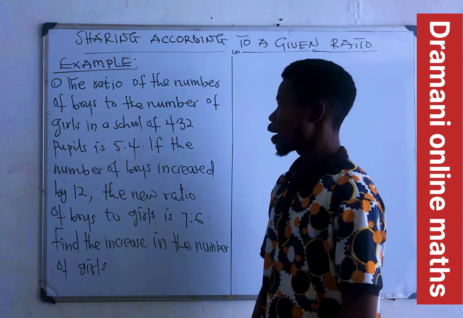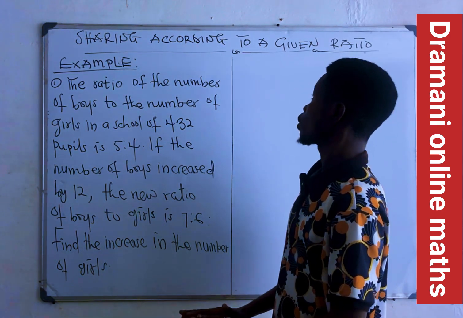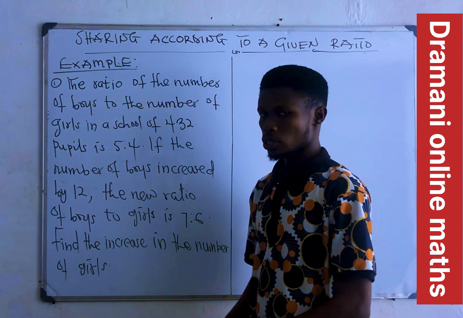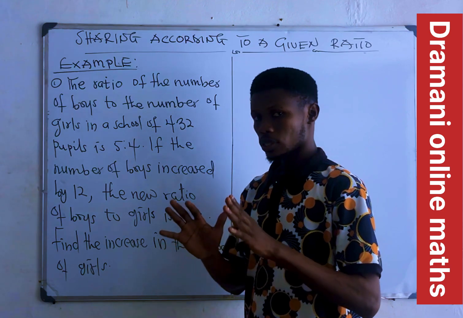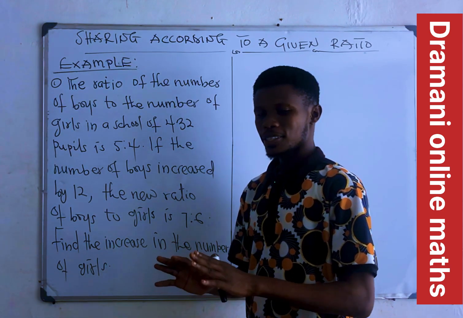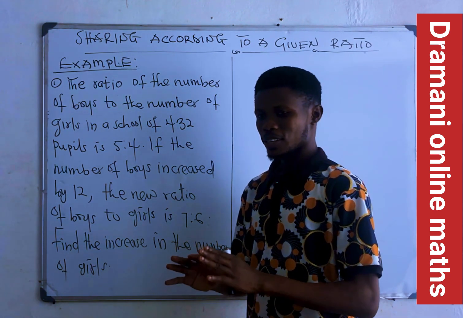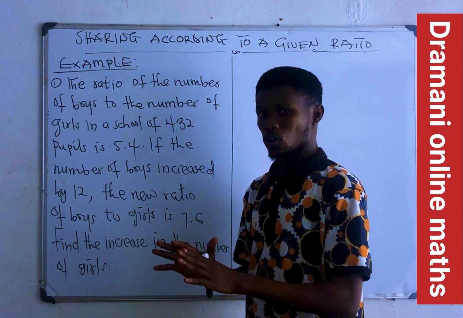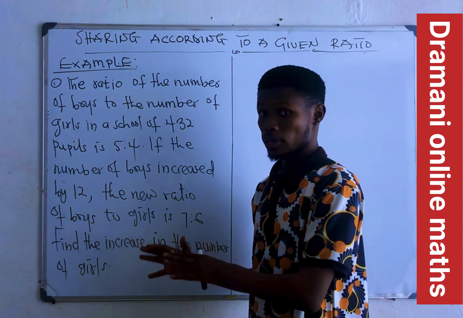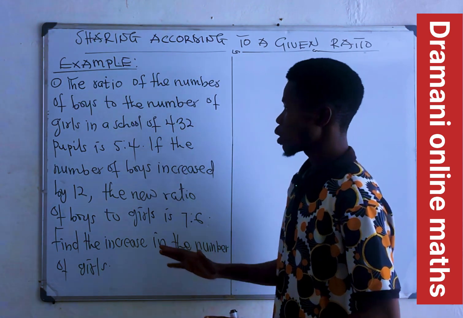Now, this one is still under sharing according to the given ratio. Is that okay? So, under the ratio, the application of ratio. But the first video you just watched was also under that. Just that, I have named it part one, part two. In part one, you could see that the examples there are not all that complicated, just like these ones. These ones are a little bit complicated. That's why I have separated them, but they are the same things. Is that okay? So let's look at this.